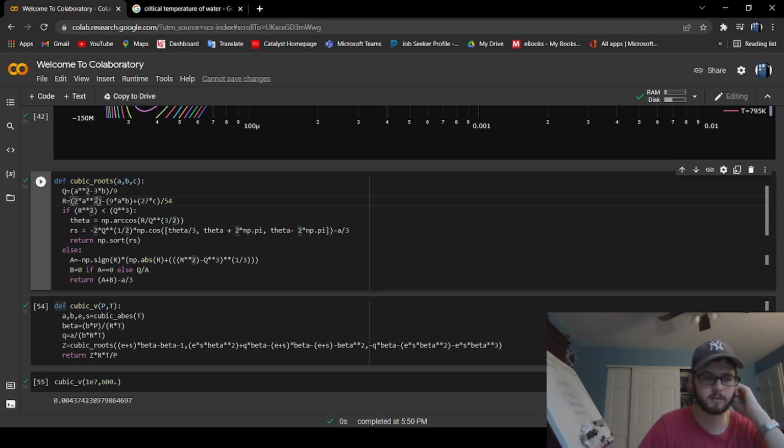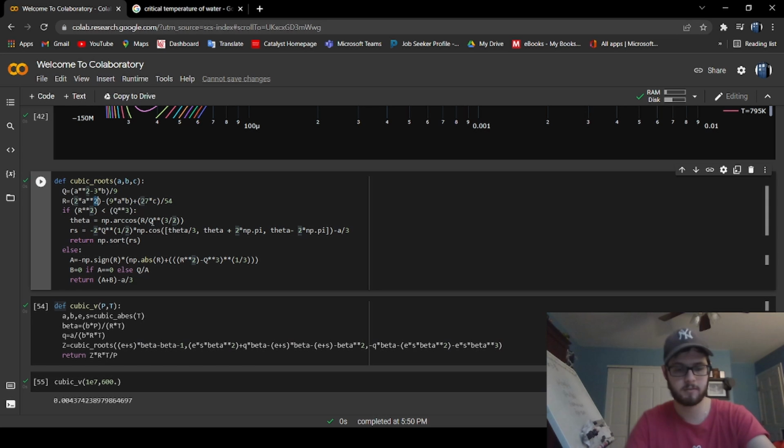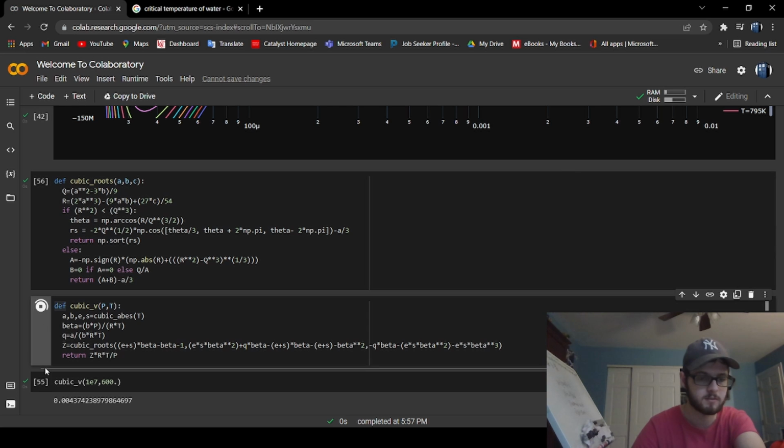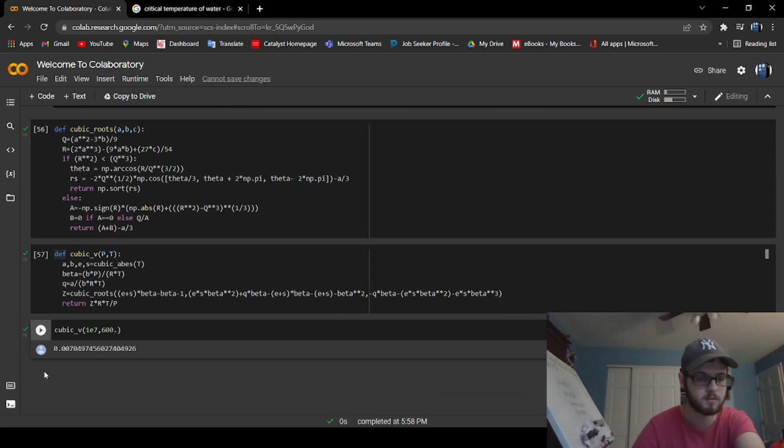Okay, I have found another potential error. I think this is supposed to be cubed because I was looking at the R function. So let's see if that changes anything. Well, it changes the number, but it doesn't change what I want it to change.